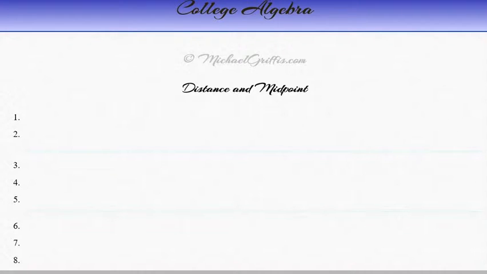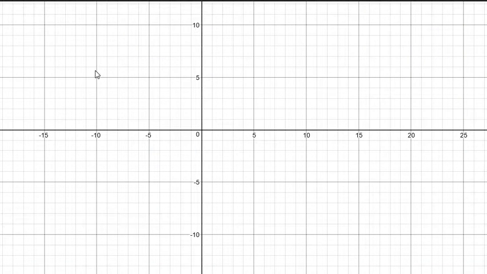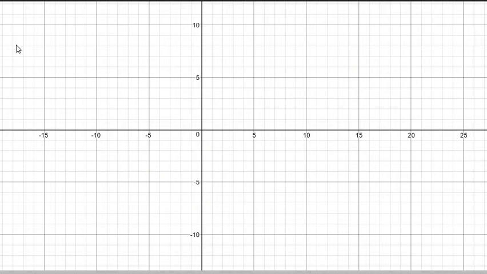Okay, we're looking at the distance formula and we're finding the distance between 2 points. Let's go ahead and move on over to the graph. And let's take a look at the point 0, 1 and the point 5, 10. Okay, so let's find that.